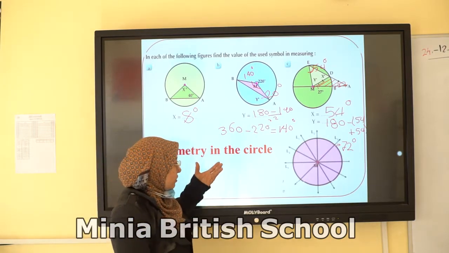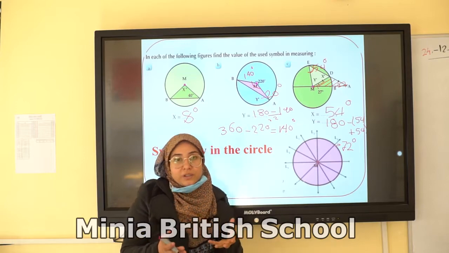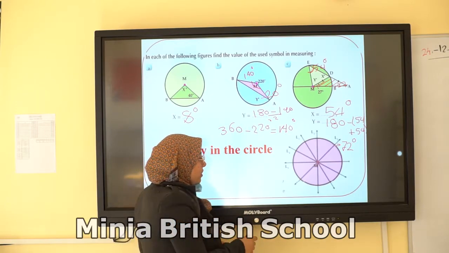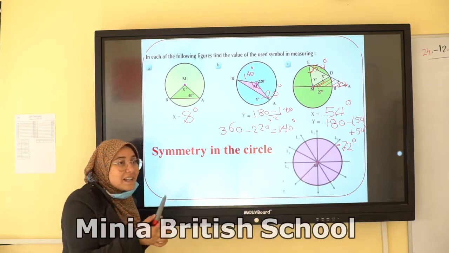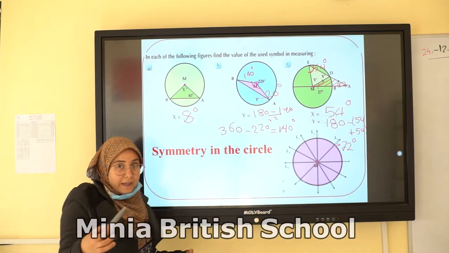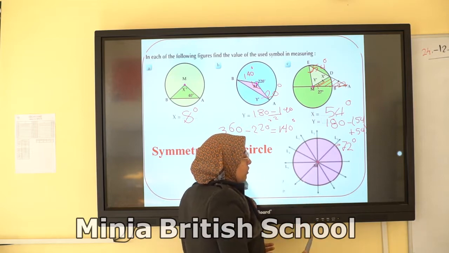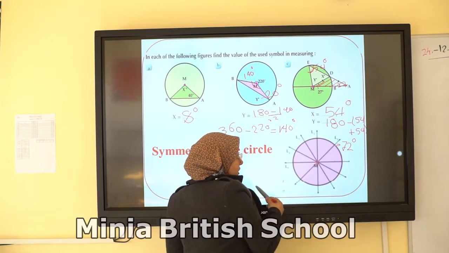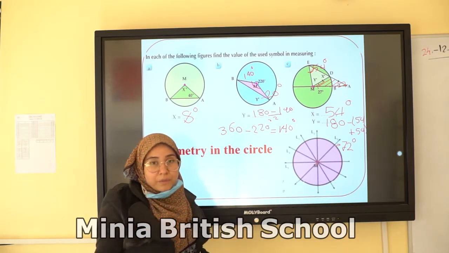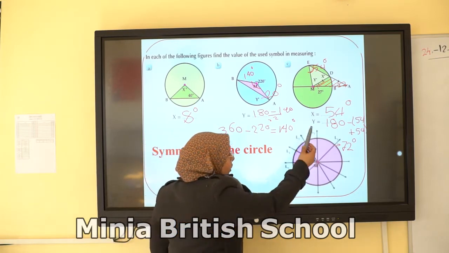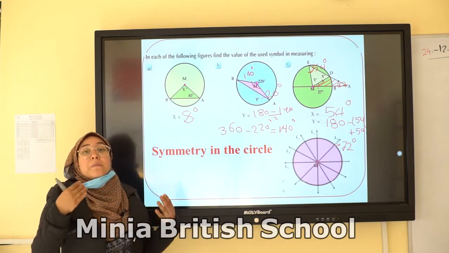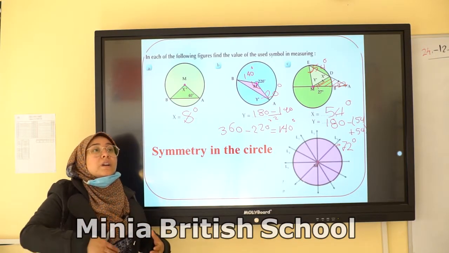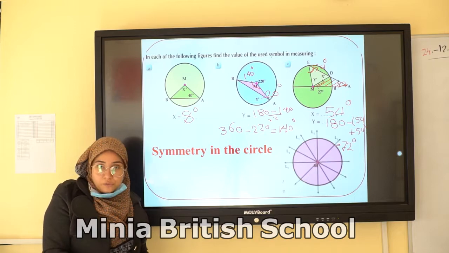Symmetry in the circle. Any straight line passing through the center of the circle is called an axis of symmetry. Again, any straight line passing through the center of the circle is an axis of symmetry of it, like L1, L2, L3. Then the circle has many axes, or an infinite number of axes of symmetry.